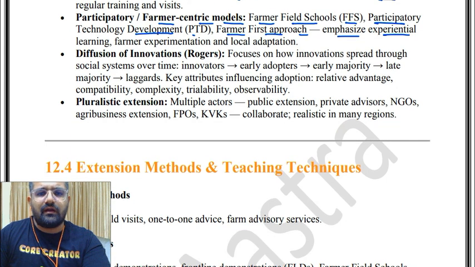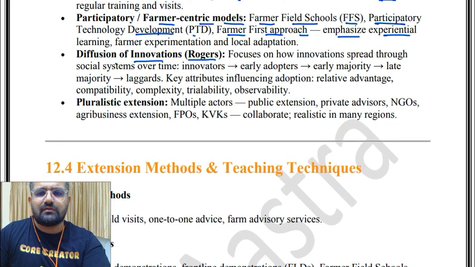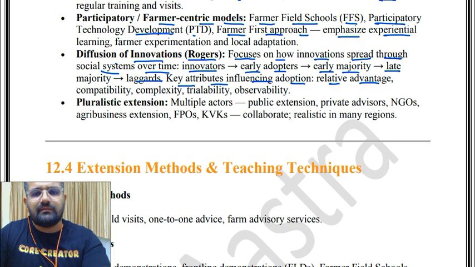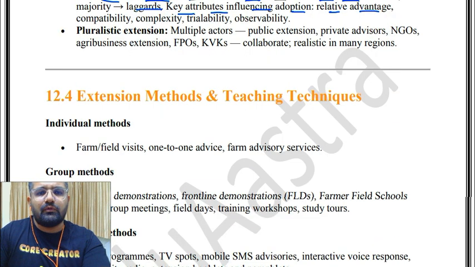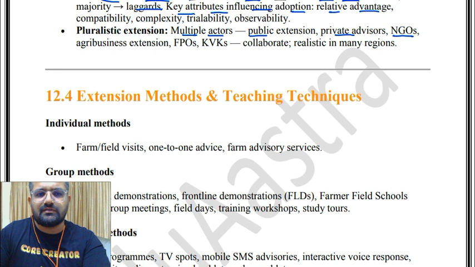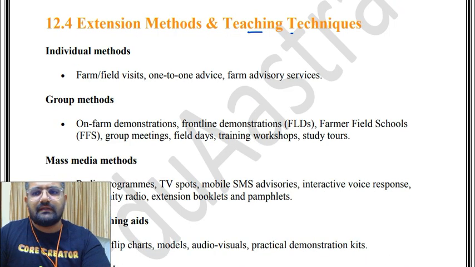and local adoption. Then diffusion of innovations, Rogers focuses on how innovation spread through social systems over time. Innovators to early adopters, early majority, late majority, laggards. Then key attributes influencing adoption: relative advantage, compatibility, complexity, trialability, observability. Then pluralistic extension. So multiple actors are there: public extension, private advisors, NGOs, agribusiness extension, FPOs, KVKs collaborate in many regions. Extension method and teaching techniques.